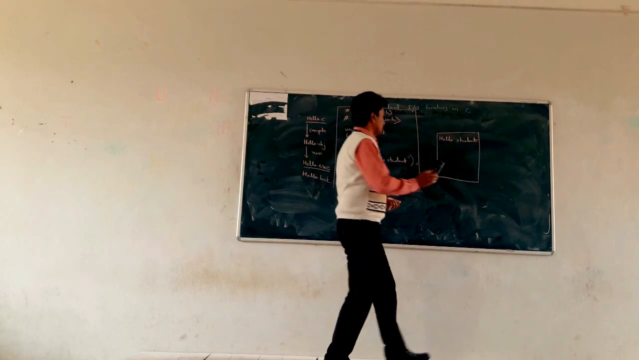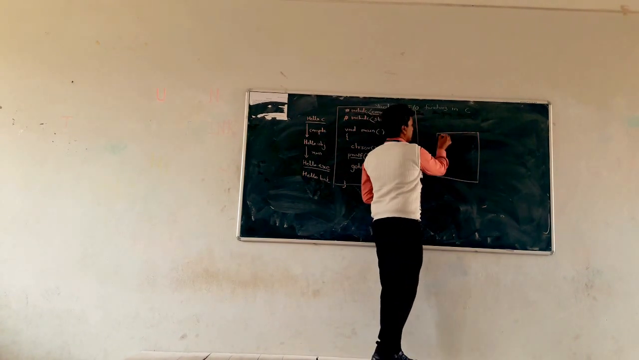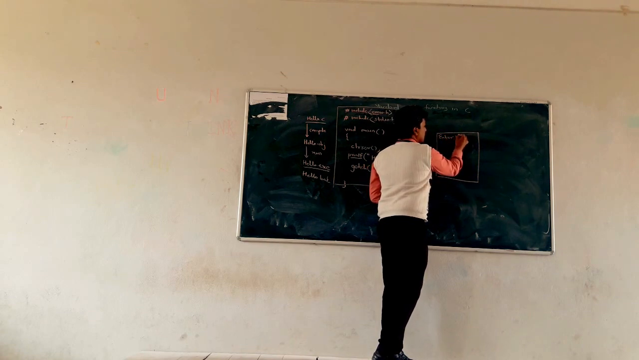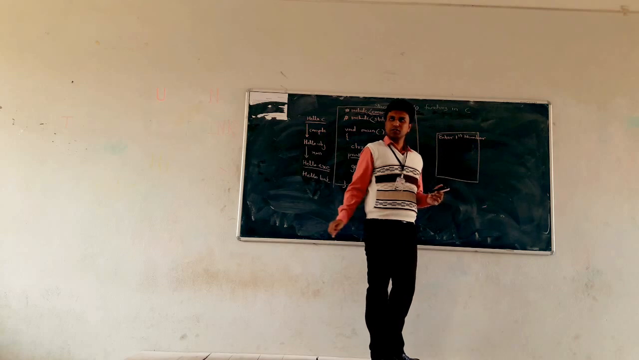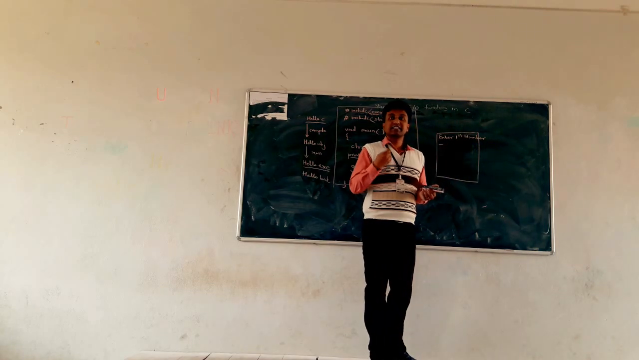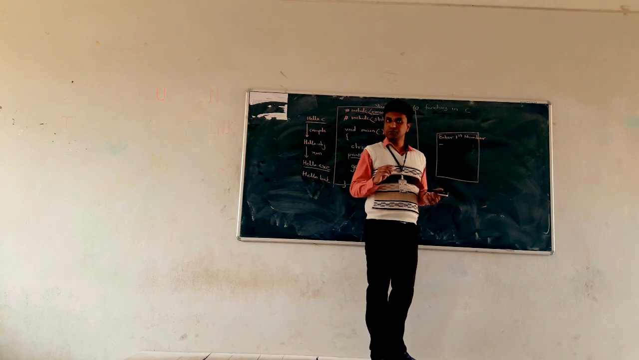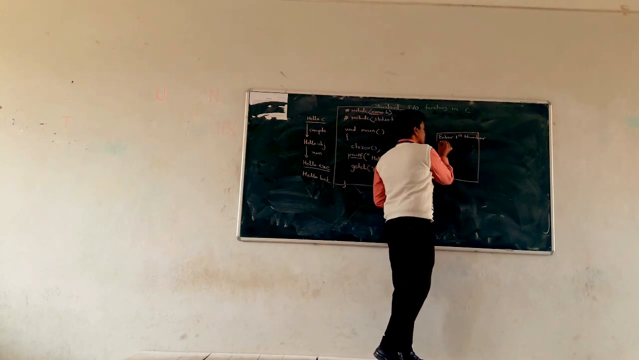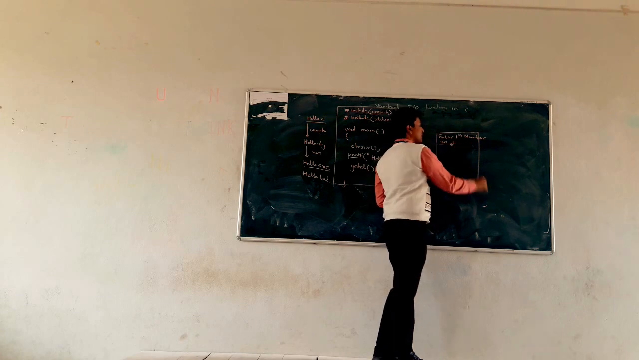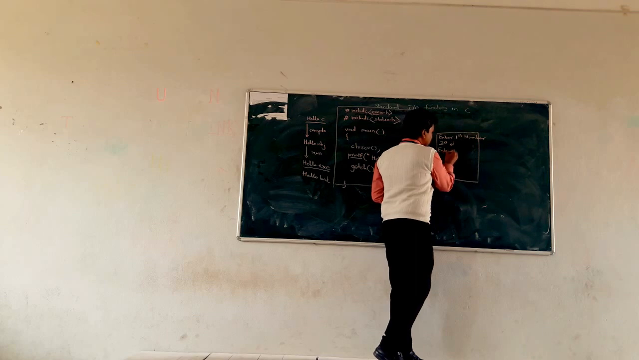What is the program? Suppose the user wants to enter the first number. This is the message on the console. After that, the cursor is blinking for scanning the number from the user. The user enters, suppose, 20, and presses enter. After that, what is the message? Enter second number.